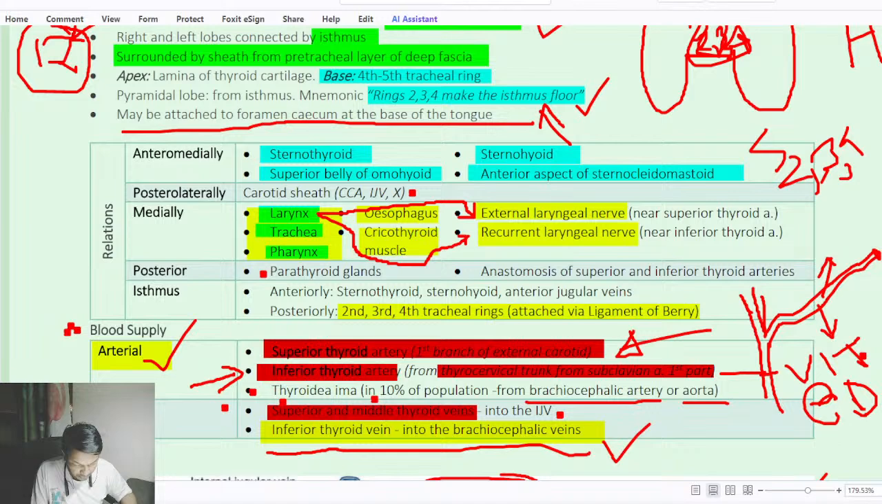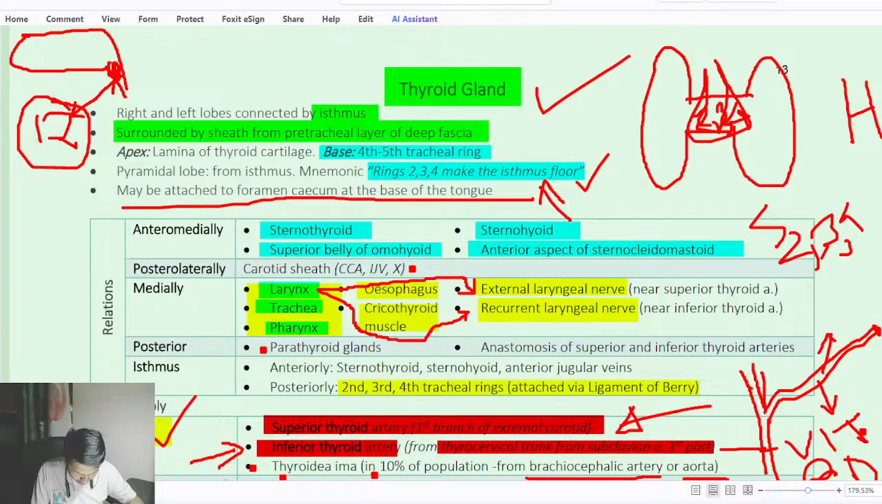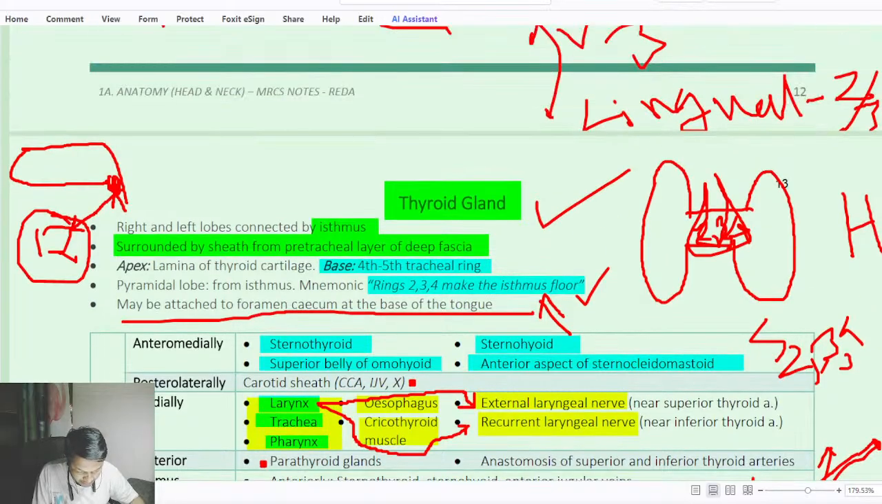Venous drainage is the superior, middle, and inferior thyroid veins. The superior and middle thyroid veins drain into the internal jugular vein, and the inferior thyroid vein drains into the brachiocephalic vein. Very good. And what is the ring level of the isthmus? 2, 3, 4. C2 to C4. And the base? 4, 5.